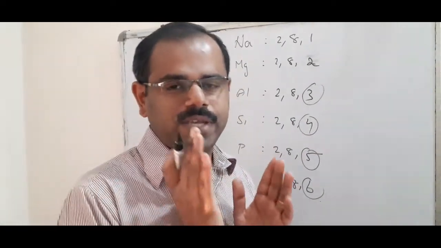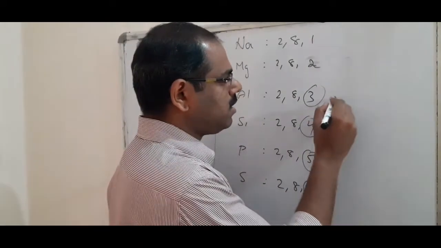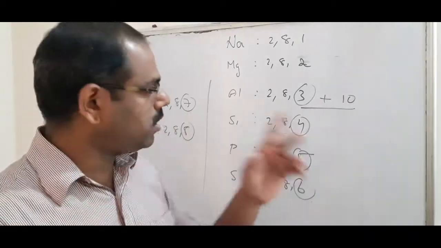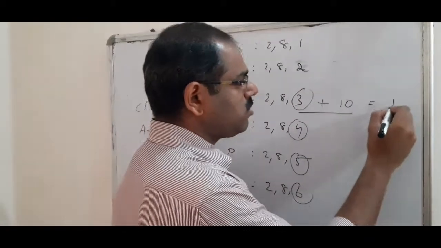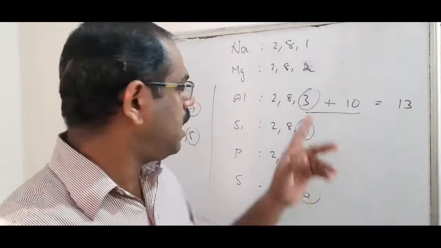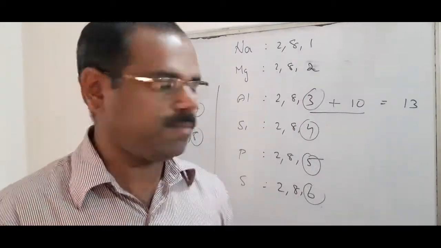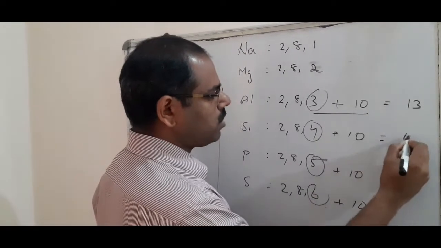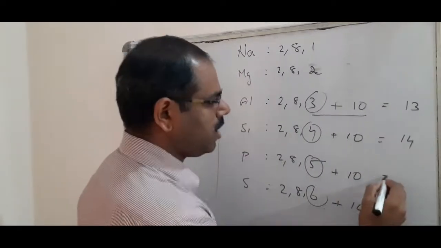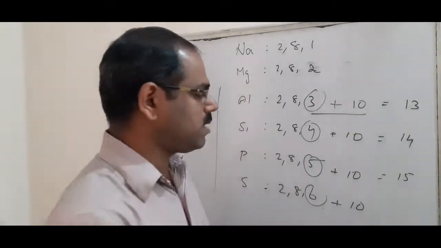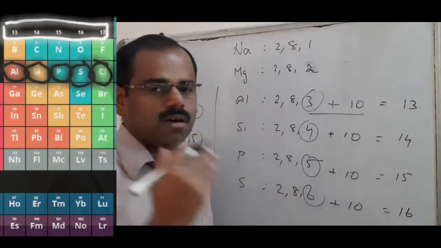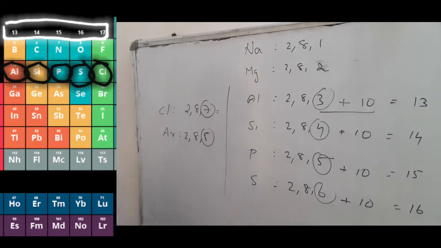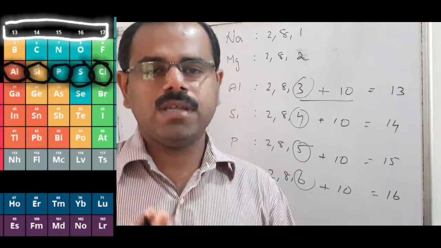Then how do we identify the group number? Just simple, just add the numerical 10 to the valence electron, so that we get 13 here. Check the group number, we see aluminium belongs to group number 13. In the same way, add 10 here, add 10, 10. So we get 14, the group number of silicon, and we get 15, the group number of phosphorus, and we get 16, sulfur belongs to group number 16. In the same way, we get 17 and we get 18, argon belongs to group number 18.